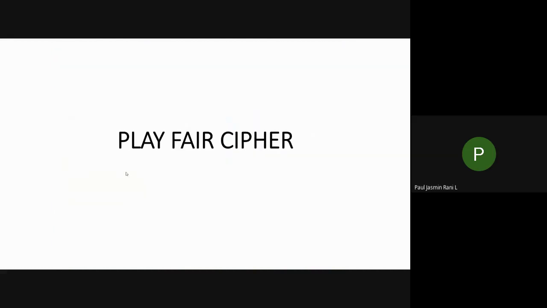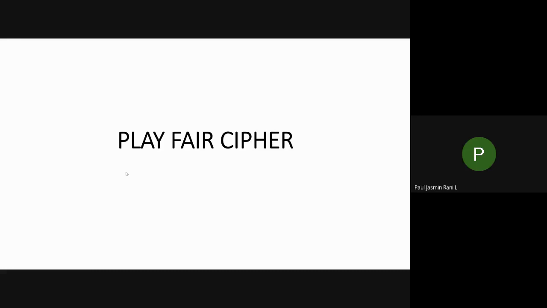Okay, students, have your notebook ready, and if you want, you can have your calculator also, because we are going to solve some problems. It's a very interesting and very easy one. The Playfair cipher is a polyalphabetic cipher, and it is a substitution cipher.